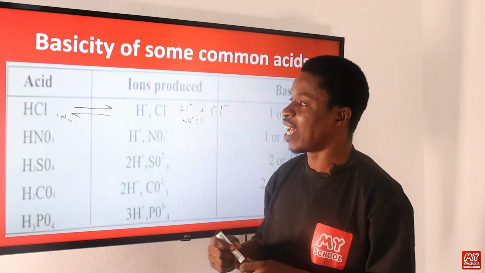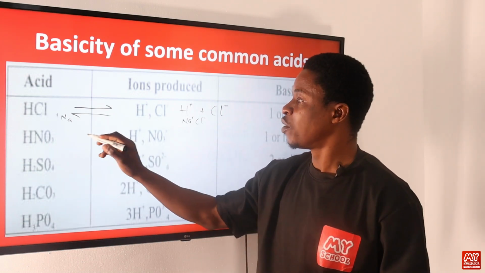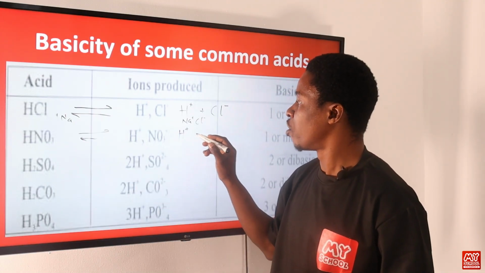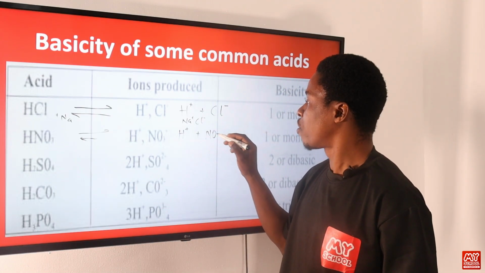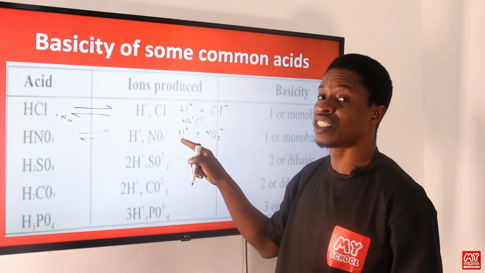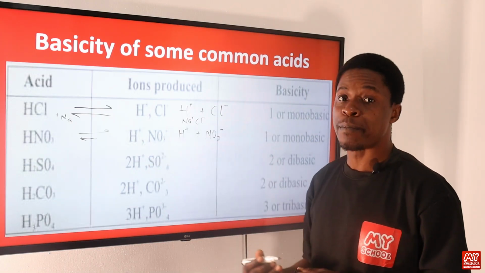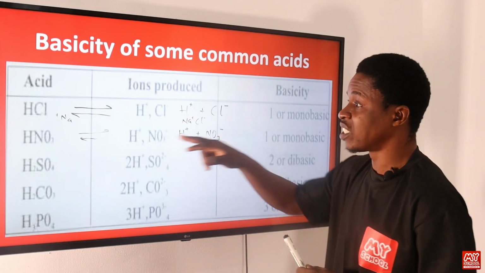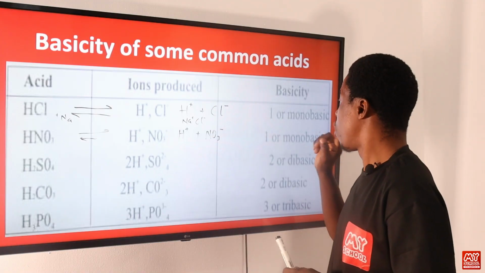The same thing happens similarly. We have HNO3. If HNO3 dissociates when dissolved in solution, you're going to have H+, then we have NO3-. So one hydrogen is what can be replaced here by a metal when it comes in to form salt. So we say the basicity of HNO3, which is nitric acid, is also 1 or monobasic.